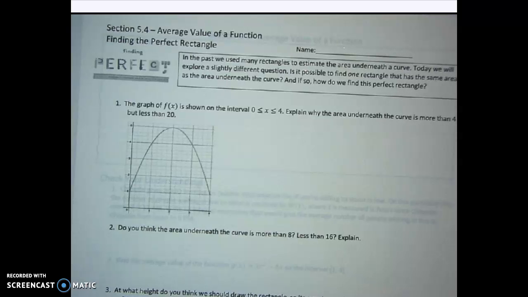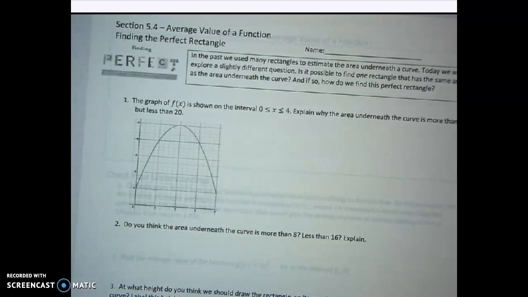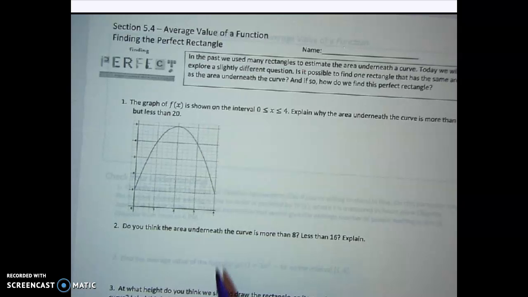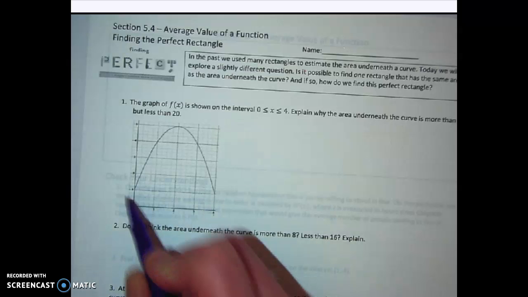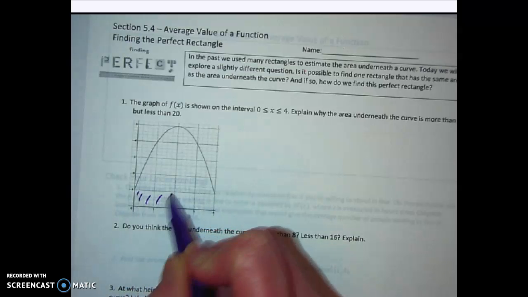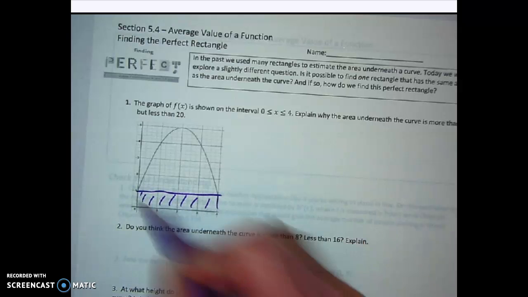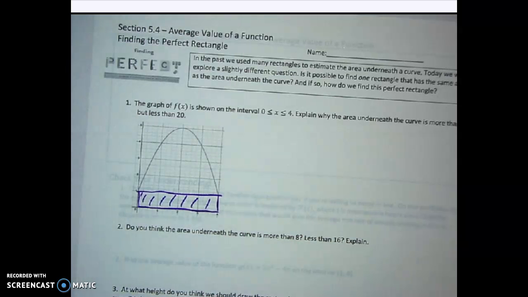Explain why the area underneath the curve is more than 4, but less than 20. Let's look at this in terms of rectangles. If we were to have an area of 4, well, if it has a length of 4, then it would need to have a height of 1. So we would be looking at basically this rectangle. And this rectangle is obviously too small of an approximation of the area under the curve.